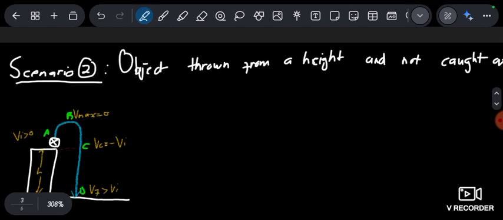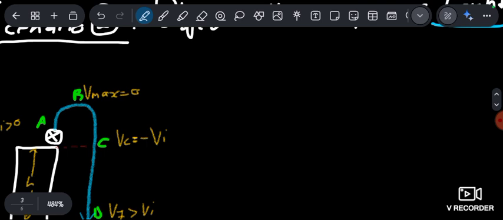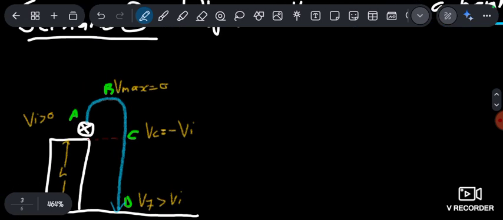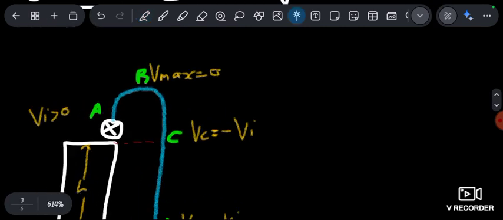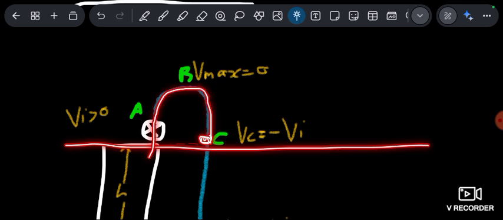Now, scenario number 2 says that it is a ball thrown from a height and not caught at all. What you must remember is that when we throw a ball and it returns to the same height that it was thrown from, the velocity will be the same, but in the opposite direction. If we treat this as the ground and we throw this object, when it returns to the same level it was thrown from, the velocity is going to be the same, but in the opposite direction. Right? So you see now that scenario number 1 helps us understand scenario number 2.